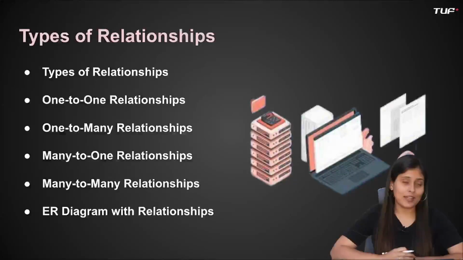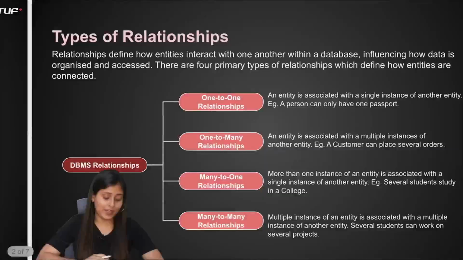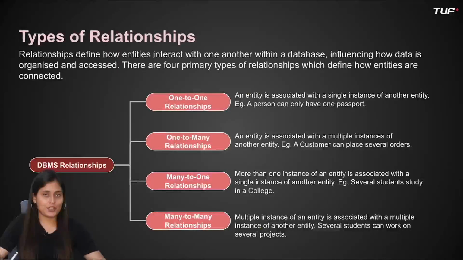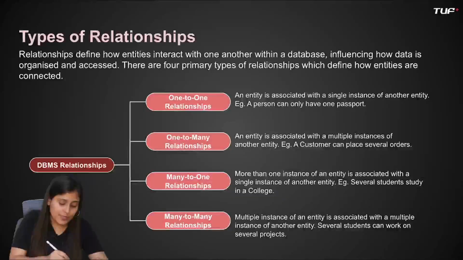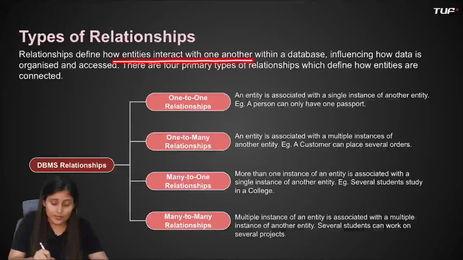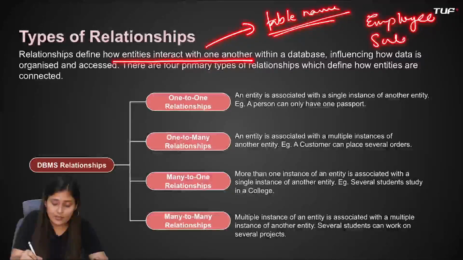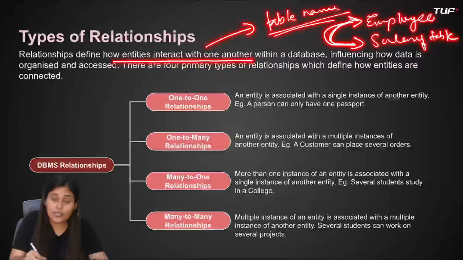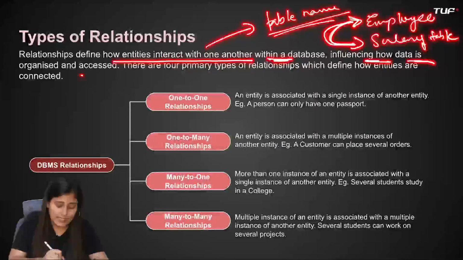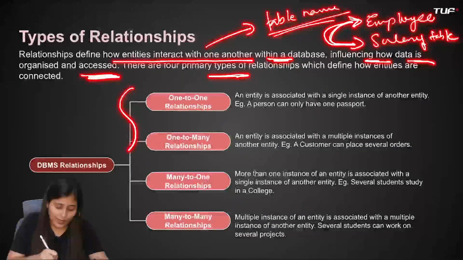So stay tuned and stay focused for the video, and let's begin with the very first topic, which is types of relationships. Why are relationships important? Basically, they define how entities interact with one another. Entities here means table, or table name, like it can be employee, it can be salary table. So how these entities are related to each other, the relationship defines that within a database, influencing how data is organized and accessed. There are primarily four different types of relationship.